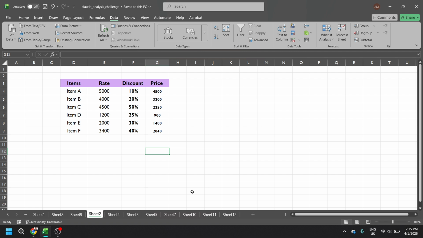That's the entire process. Choose your result cell, enter original price times open parenthesis 1 minus discount close parenthesis, and press Enter for a clean, accurate discounted total.